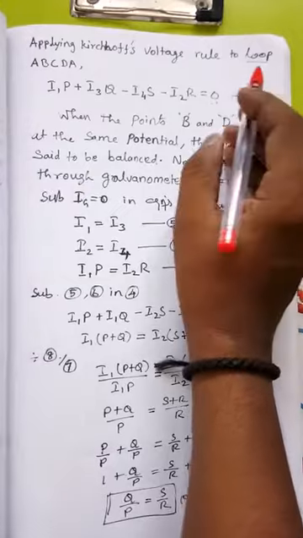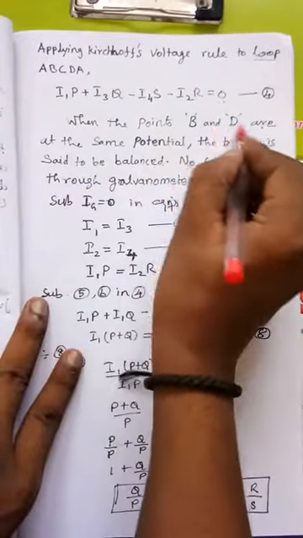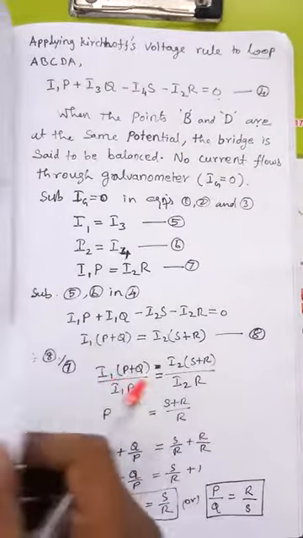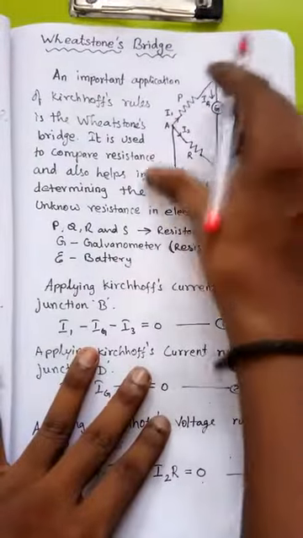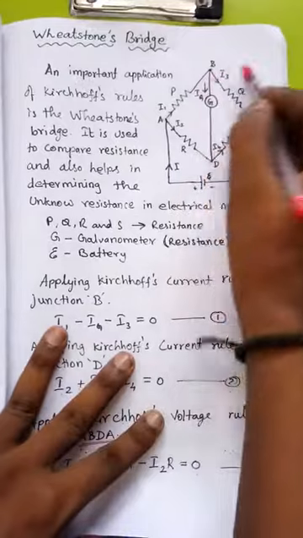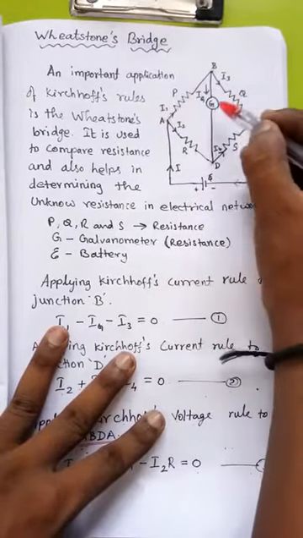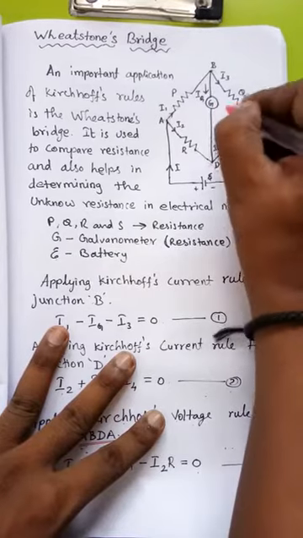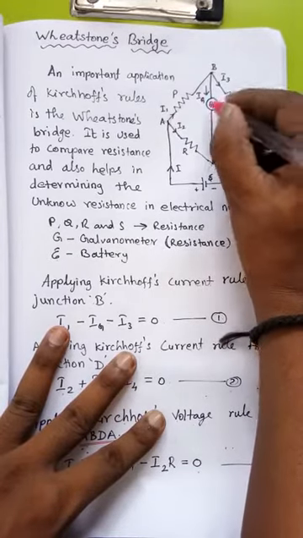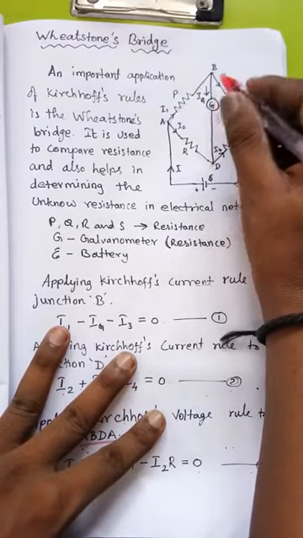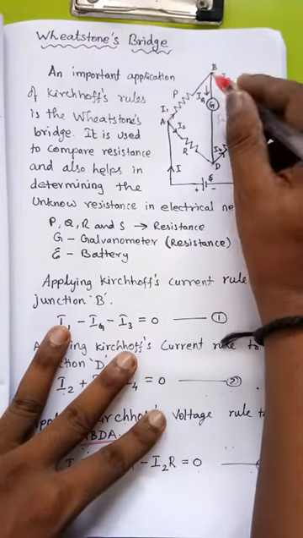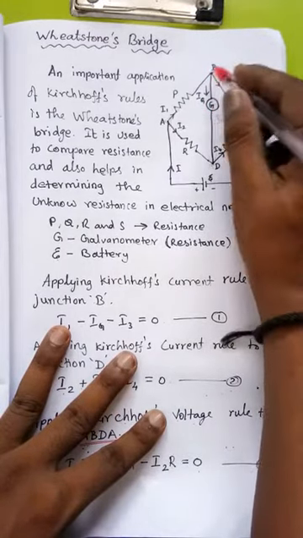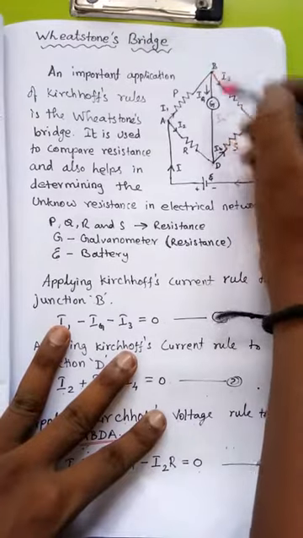You take equation number 4. Now, when points B and D are at the same potential, the bridge is said to be balanced. This is a practical oriented question. If you adjust the resistance, you will get 0 deflection in that galvanometer. Ig will become 0. It means junction B and junction D are balanced, both sides balanced.